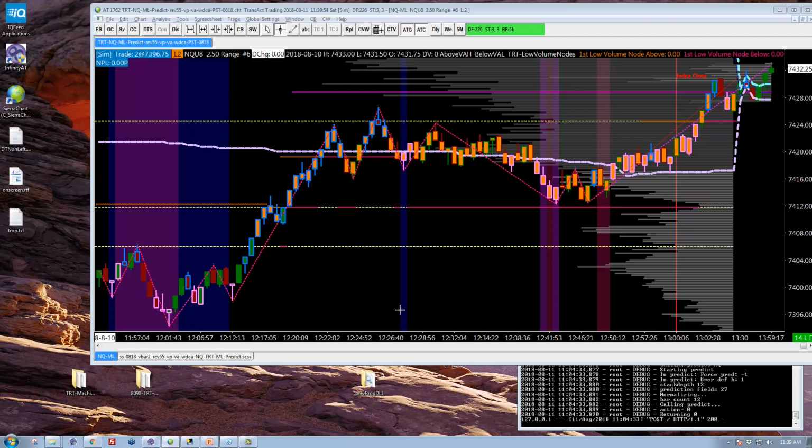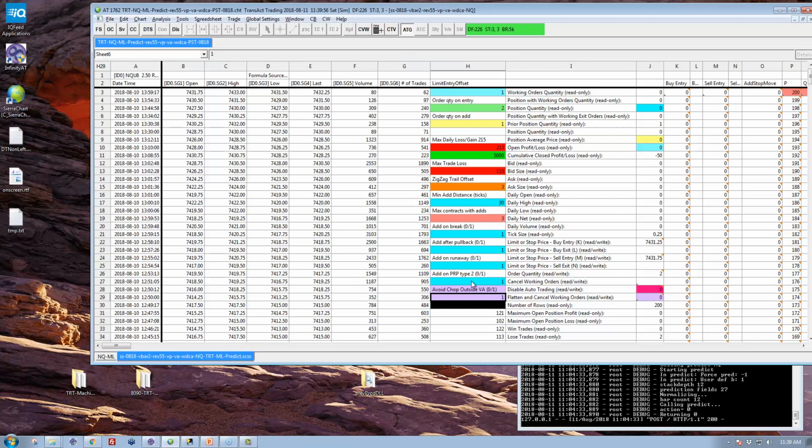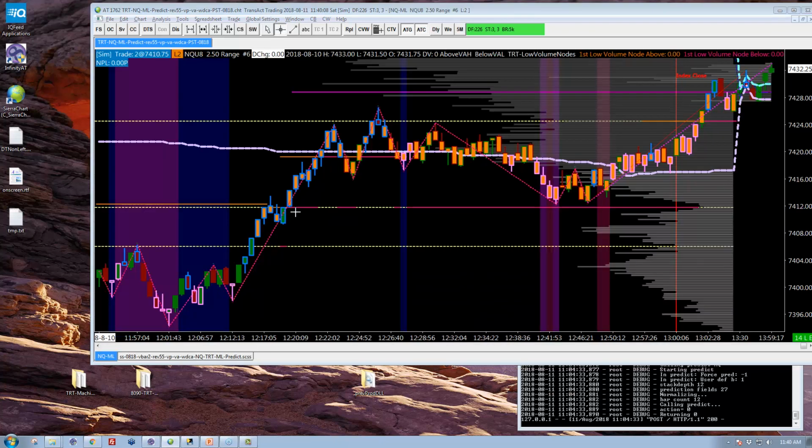Outside the value area, this setting applies. Okay. So I tried to make that explicit by changing that descriptor right there: Avoid chop outside value area. Again, what we're trying to do there is recognize that this exact case right here is what we're trying to protect ourselves from.